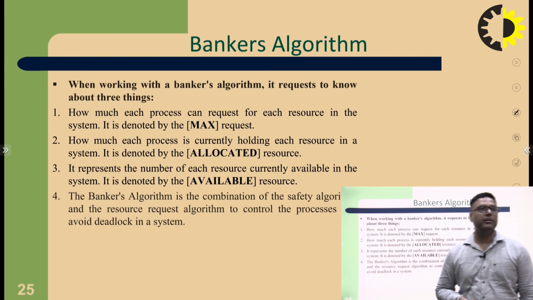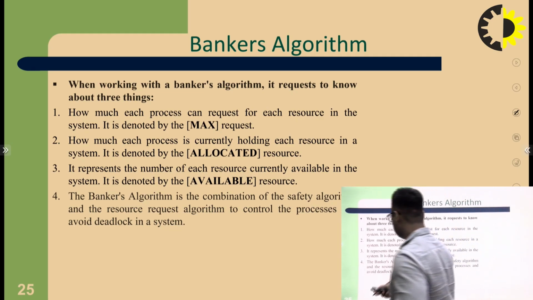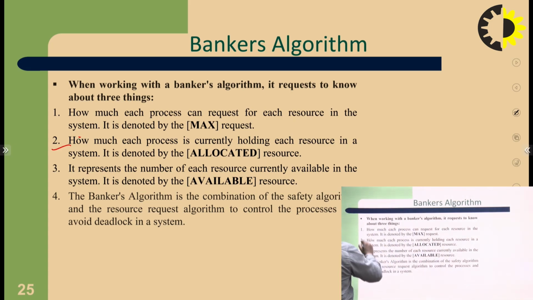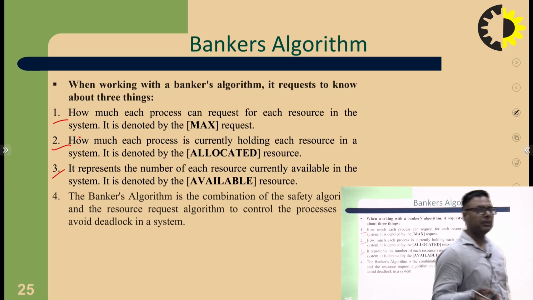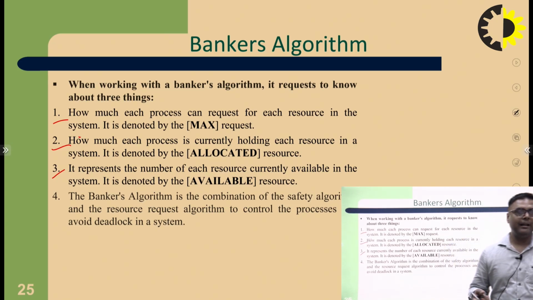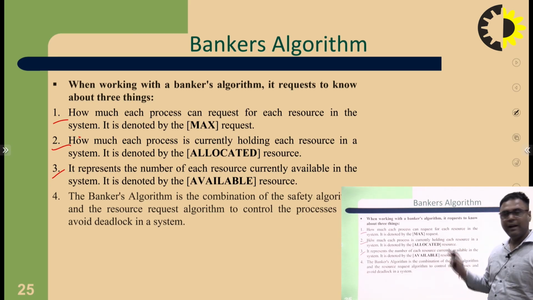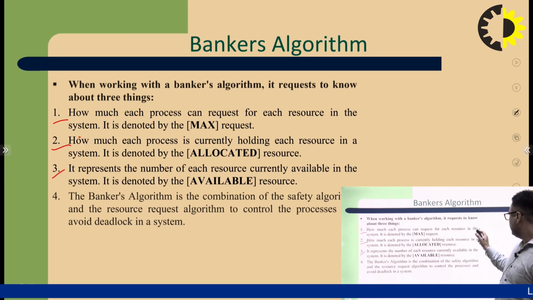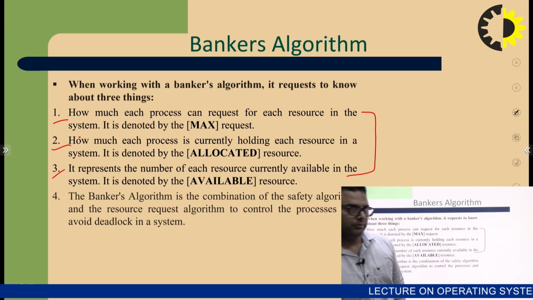When working with the banker's algorithm, it requests to know about three main things: how much each process can request for each resource in the system. It is denoted by the maximum need, allocated resource, and availability of the resource. Basically, the whole banker's algorithm works on these three points.